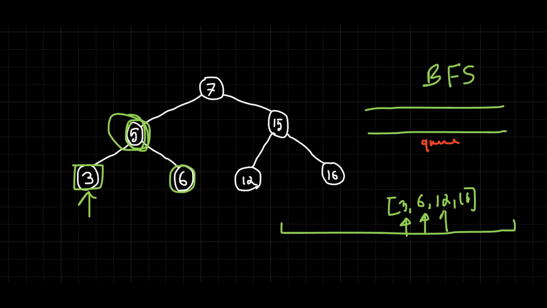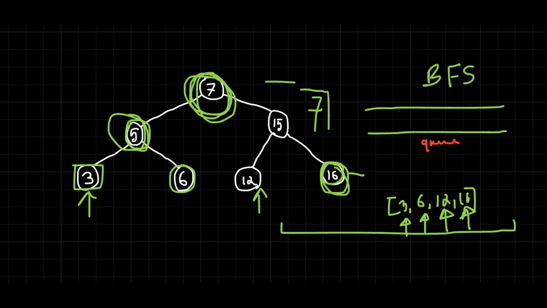Now we have to find the LCA between 5 and 12. So what is the LCA between 5 and 12? It is 7. Now we have to find the LCA between 7 and 16. So what is the LCA between 7 and 16? It is 7. So here we have to return 7, which is the lowest common ancestor of all of the deepest level. I hope you understood the algorithm. Now let's move on to the code.